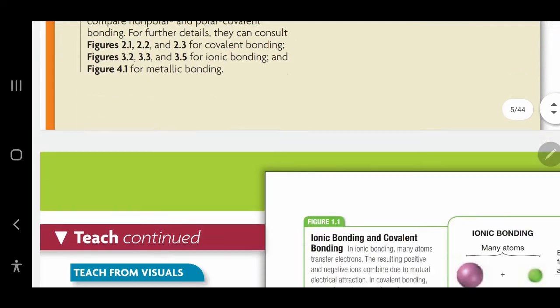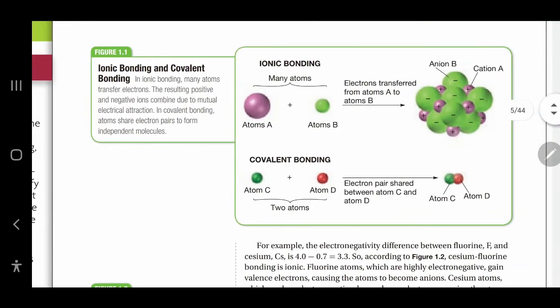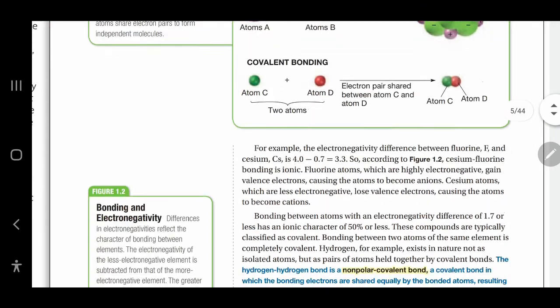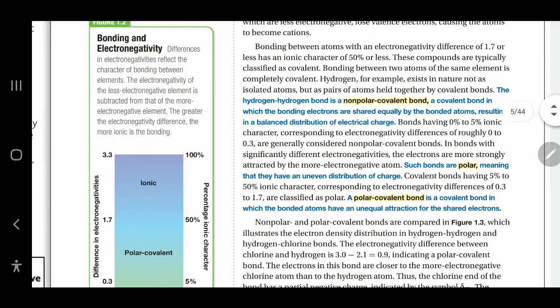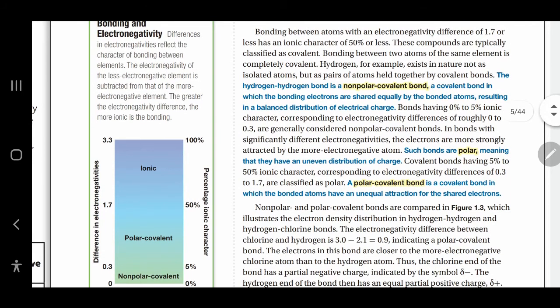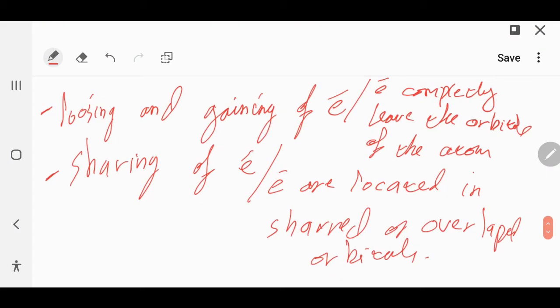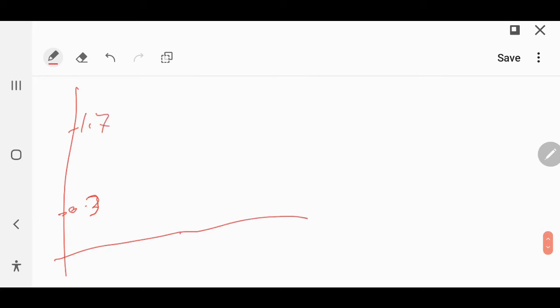And how can we determine if the bond that will be formed is ionic or covalent? This actually depends on the electronegativity difference. Now, at this point here we'll talk about the stable bond. 1.7 in most books.